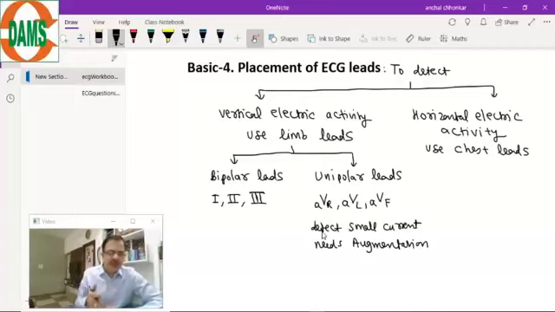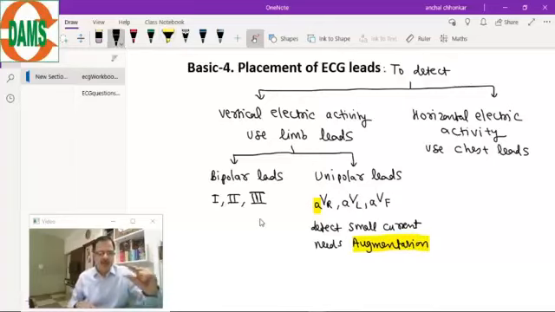Indeed this question has come in your all India exams, asking what the A stands for in the unipolar limb leads. A stands for augmentation, because they detect very small current and are far from the heart, so the machine augments that voltage automatically. So these are the three leads of the unipolar limb system.